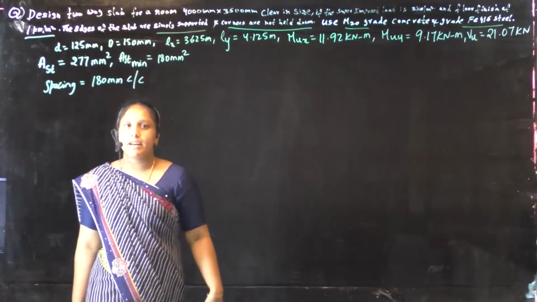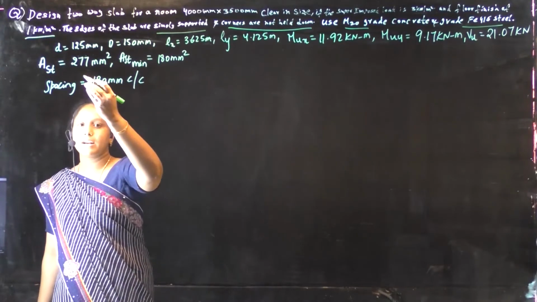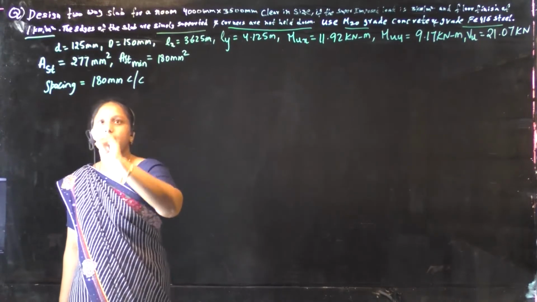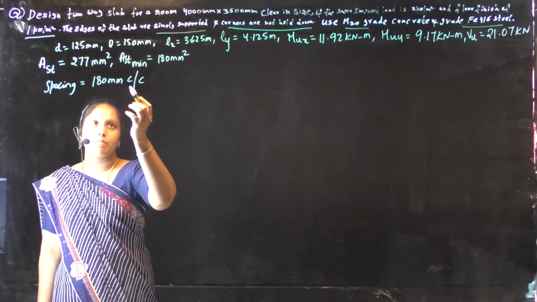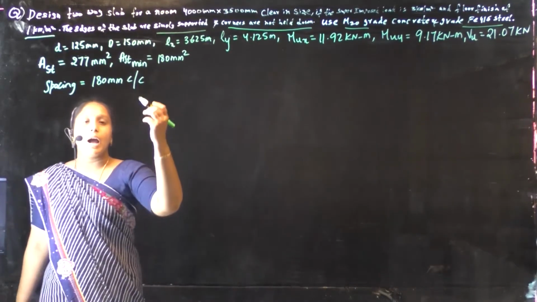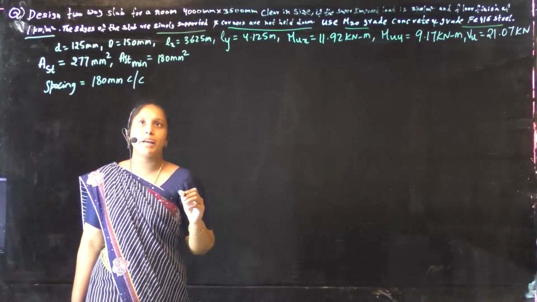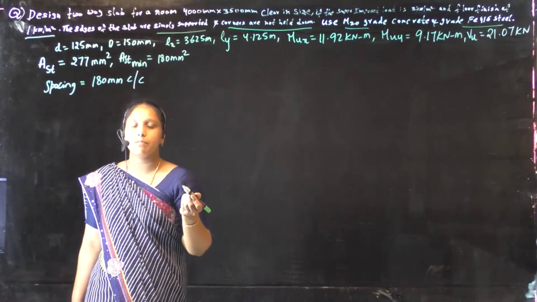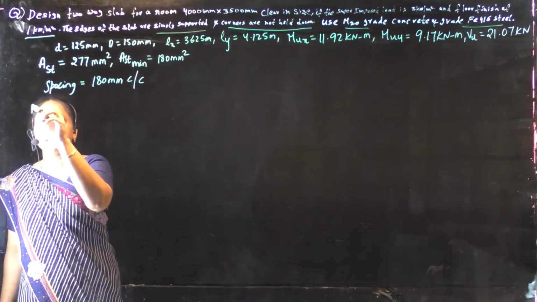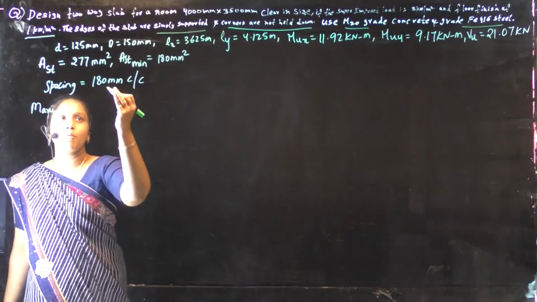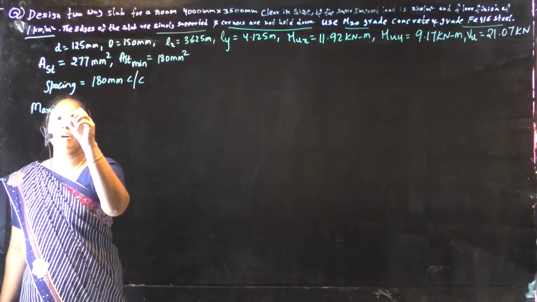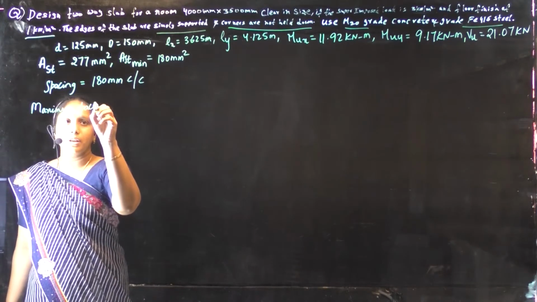We have calculated the minimum area of steel, and we have calculated the area of steel along the x direction and the spacing also. We have got 188 mm center to center, but I have taken it as 180 mm center to center. The minimum area of steel check has been satisfied. Now we have to check for the maximum spacing also. The spacing we have provided should not be more than the spacing we are calculating here.